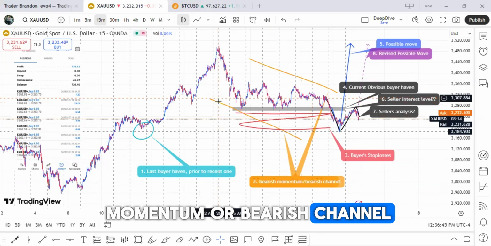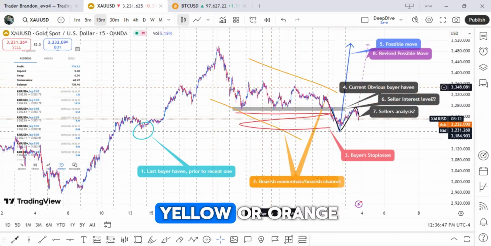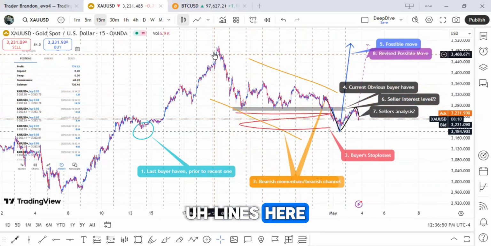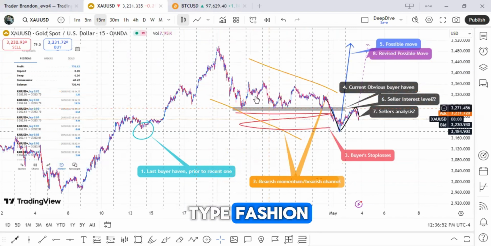Now let's go to point number 2, which will be orange, and we have bearish momentum or bearish channel, and that will be denoted by these two yellow or orange lines here, right? In a bearish type fashion.